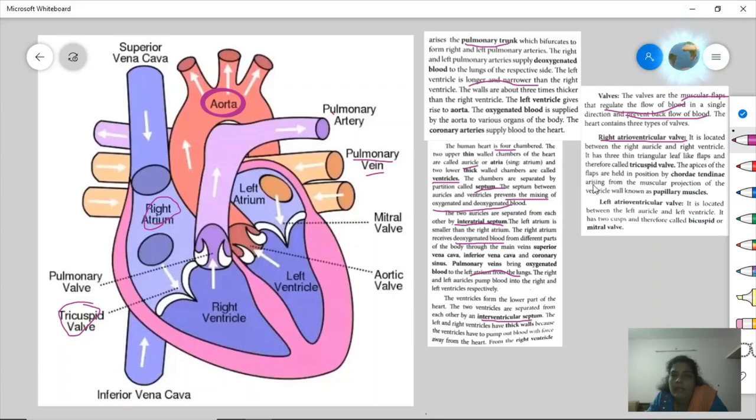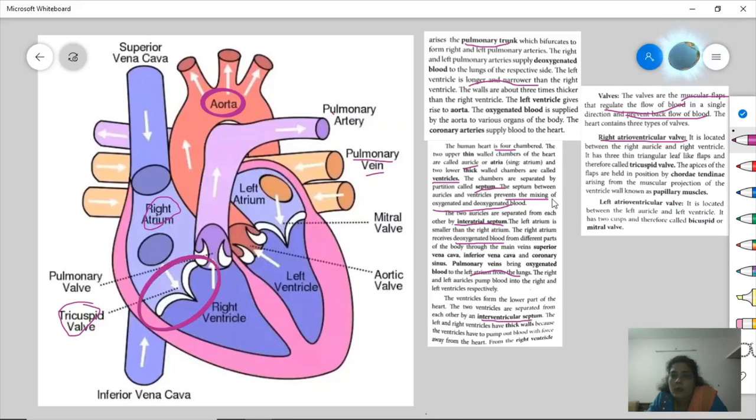So the first valve is known as the tricuspid valve or right atrioventricular valve. It is located between the right auricle and the right ventricle. In between, the tricuspid valve is present. 3 muscular flaps are there.